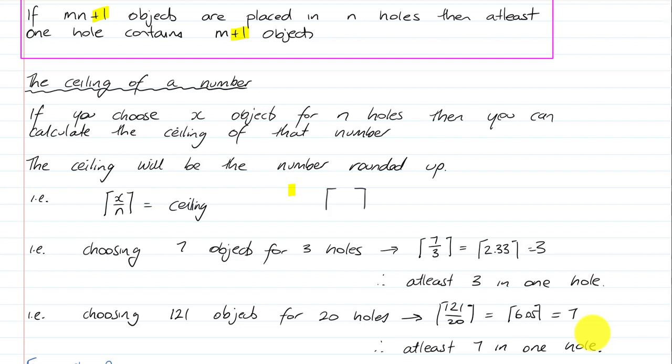So if I'm choosing 7 objects for 3 holes, 7 divided by 3, 7 objects in 3 holes means I have 2 in each hole. That's the 2. But I've got a little bit left over, which means that the ceiling is 3. There must be 3 in at least one hole. If I'm choosing 121 objects for 20 holes, 121 divided by 20 is 6.05. The ceiling of the number 6.05 is 7. There must be at least 7 in one hole. So there's the basic principles of the pigeonhole principle taken right to the end.